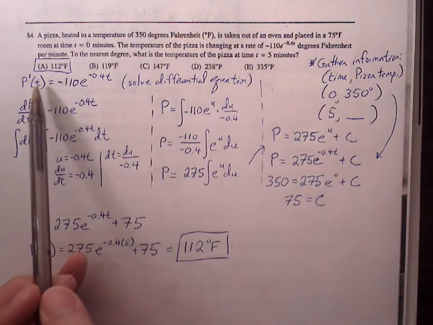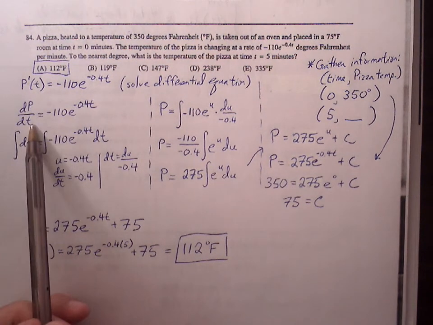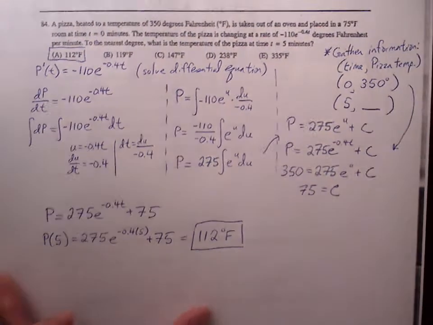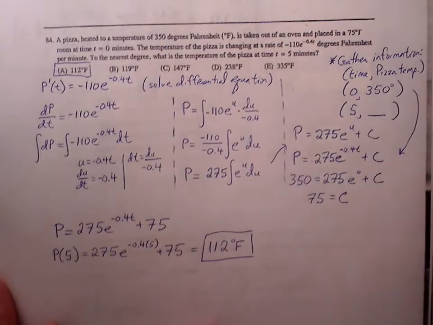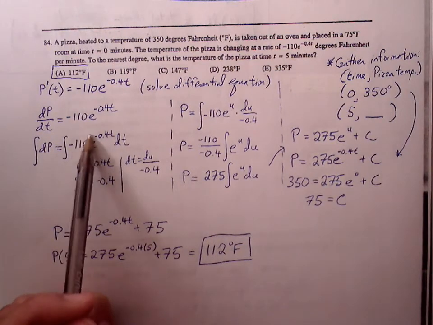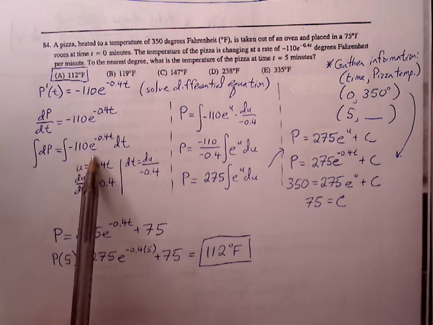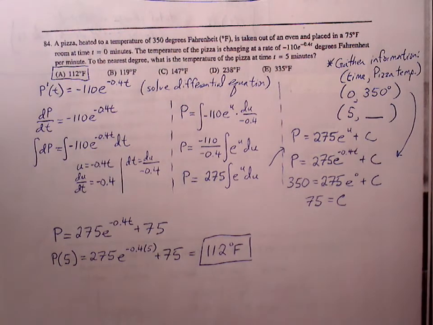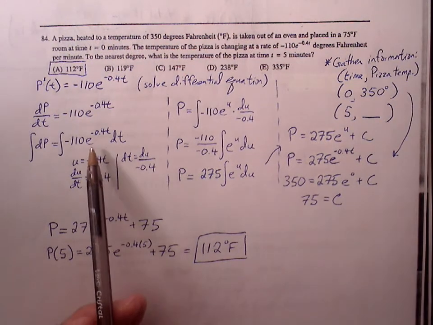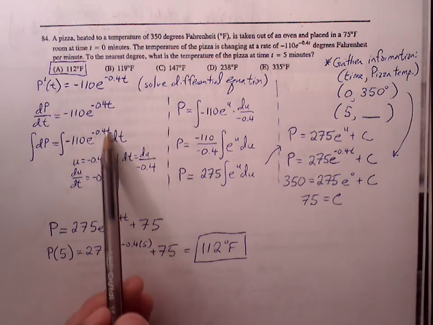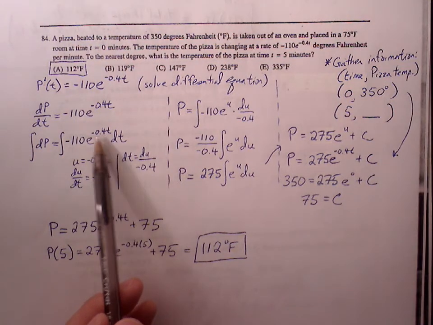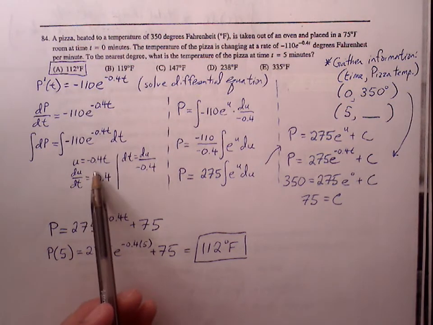So I'm going to represent P prime as dp over dt. And if I find the antiderivative of p prime, it'll bring us up to a p of t function. So if I want to find the antiderivative, I have to apply the rule for e to the u, and the rule for e to the u is e to the u plus c. But our u value is more than just an x, or more than just a variable, it's negative 0.4 t. So that's our u value.